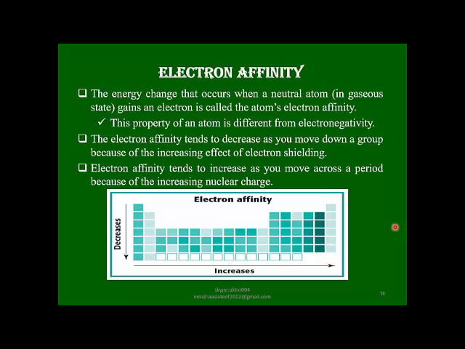Before, there was energy of that electron, so for that element, electrons are now added. There's going to be a change in energy. That change in energy is what is called electron affinity, different from electronegativity. The electron affinity tends to decrease as you move down a group because of the increasing effect of electron shielding. Electron affinity tends to increase as you move across a period because of increasing nuclear charge.